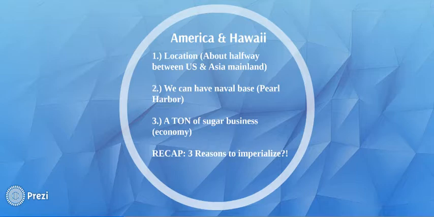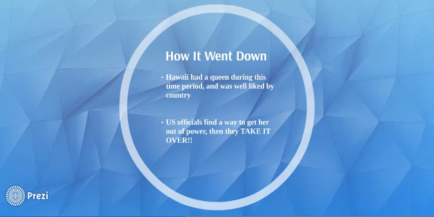And again, these three reasons all go along with our three reasons to imperialize, which again are military, economic, and cultural superiority. If you look at it, reasons 1 and 3 go along with the economic portion, for the trade aspect and for resources. Number 2 clearly goes along with the military aspect of it. All right, so how did it go down?